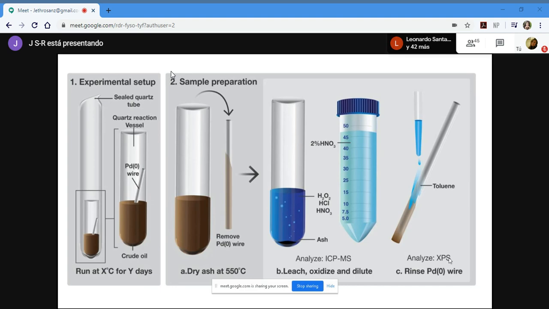The metal wire was rinsed in toluene. It was vacuum dried, and then the surface of the wire was analyzed using an X-ray technique called X-ray photoelectron spectroscopy. And this technique is used to tell us something about the kinds of chemical compounds that remain attached to the metal wire after reaction with petroleum. So we're trying to see what kinds of compounds have an affinity for certain metals.